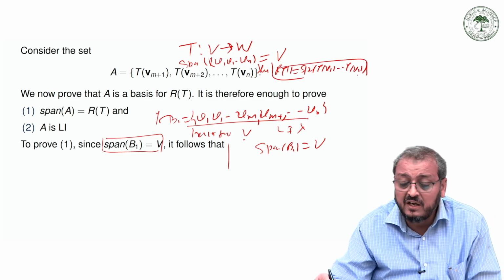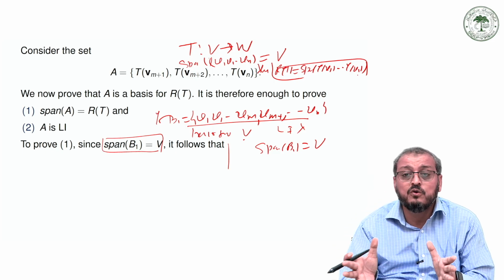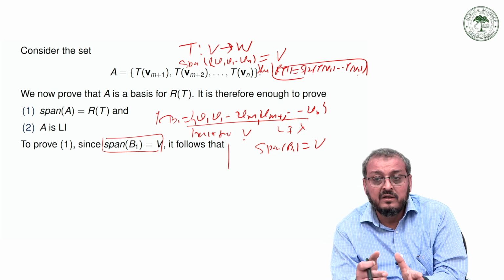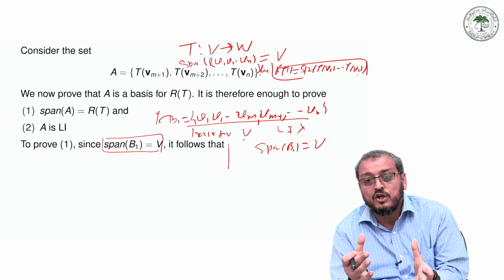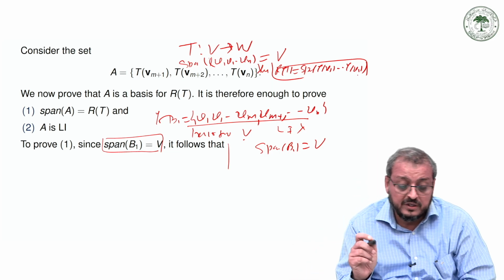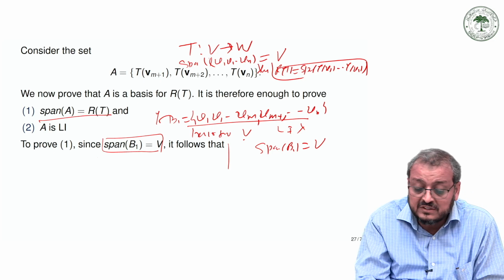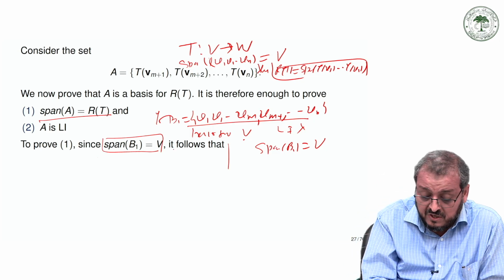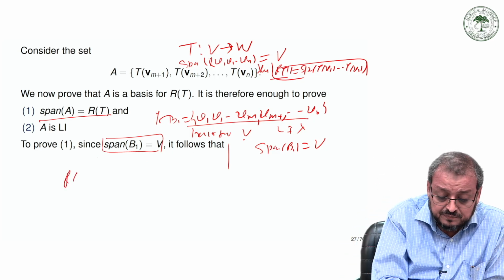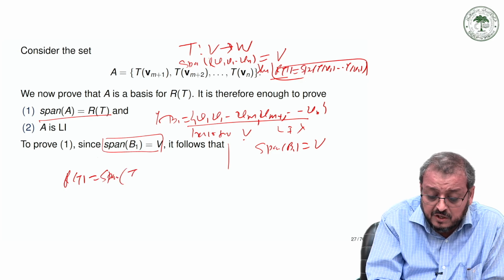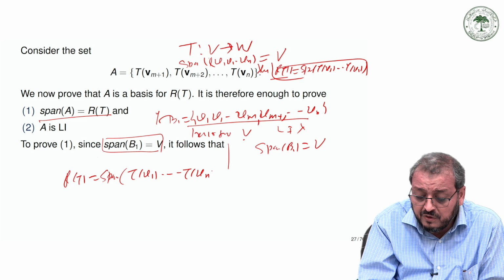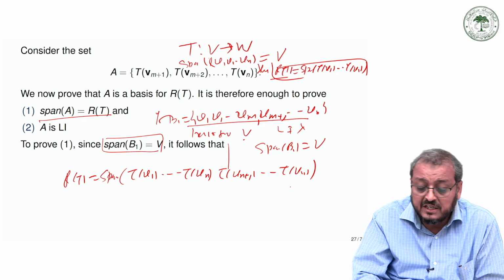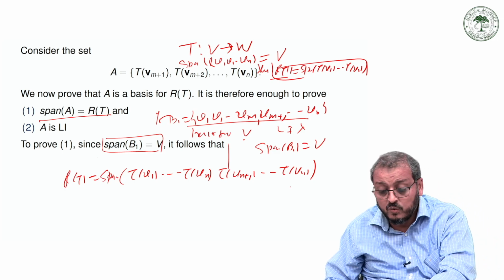So this result clearly says, which we have already proved, that if T from V to W is a linear transformation and the span of V1, V2 up to Vn is equal to V, then the range of T is equal to the span of T of V1, T of V2 up to T of Vn. We know that B1 is a basis, so the span of B1 is equal to V. By this result, the range of T is the span of T of V1 up to T of Vm and T of Vm plus 1 up to T of Vn.